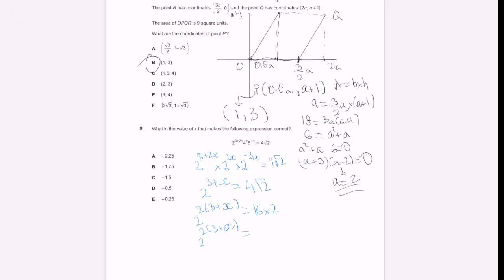So because of that, we can just say that 2 multiplied by 3 plus x is going to be equal to 5. 6 plus 2x is equal to 5. 2x is going to be equal to minus 1. x is going to be minus 0.5. Correct answer is D.